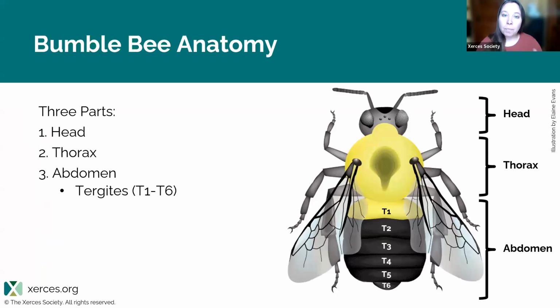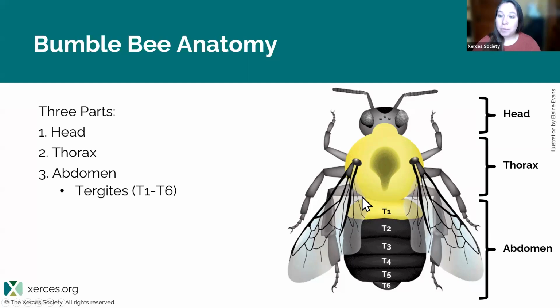All right, so let's jump into bumblebee anatomy. We can think of bumblebees as having three major parts of their bodies: their head, and their thorax, which is where their legs and their wings attach. Bumblebees have three pairs of legs: forelegs, mid legs, and hind legs. And they also have two sets of wings, so they have four wings in total.